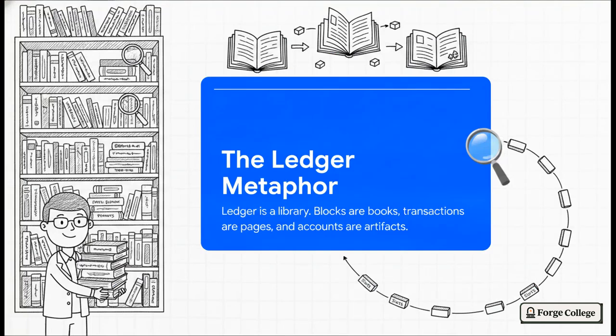To actually solve that caching problem, we need a complete paradigm shift. I want you to imagine the Solana ledger as a massive, constantly expanding library. The slots, or blocks, those are the books. The transactions are the pages within those books, and the accounts are the specific artifacts mentioned on those pages. It's an append-only library, meaning the librarian is always adding new books, but, and this is crucial, they are absolutely never burning the old ones.